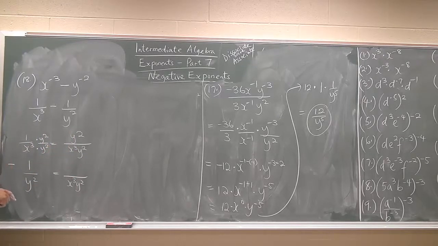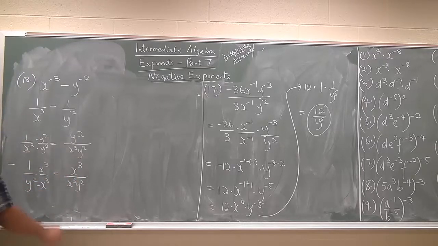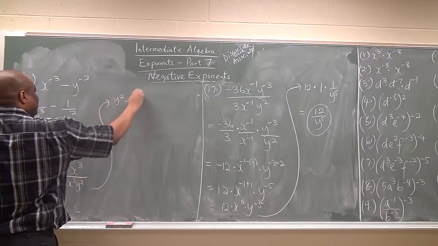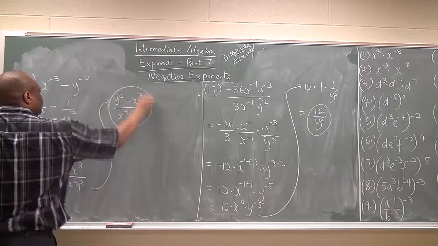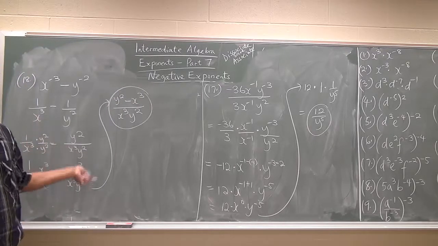The same thing applies here. What will you do to y squared to give you x cubed y squared? You multiply by x cubed. Whatever you do to the denominator, you do to the numerator. This is x cubed over x cubed y squared. And then you can now subtract to give you y squared minus x cubed over x cubed y squared. That's it. You can simplify again. This is the vertical method.